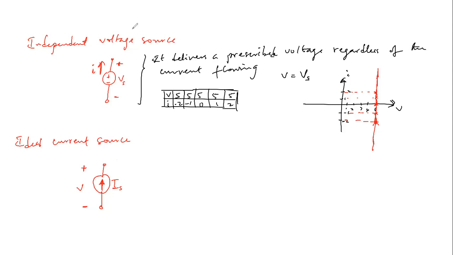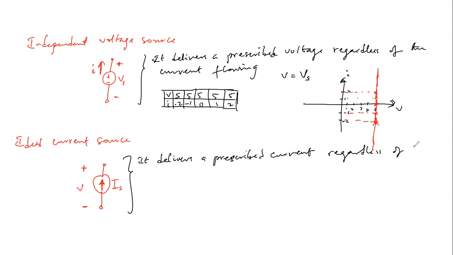And again, for an ideal current source, it delivers a prescribed current regardless of the voltage across the terminals.